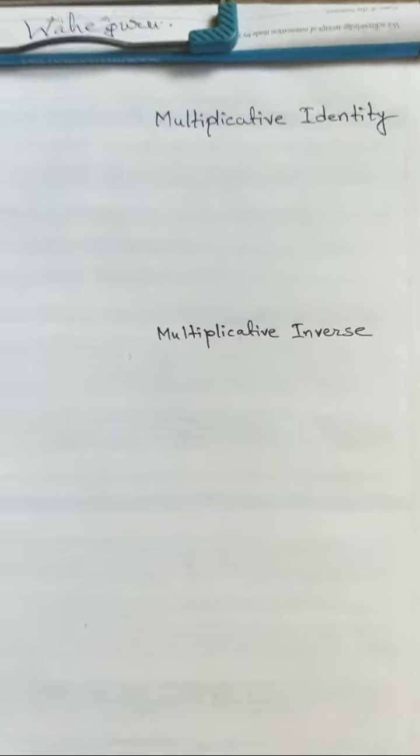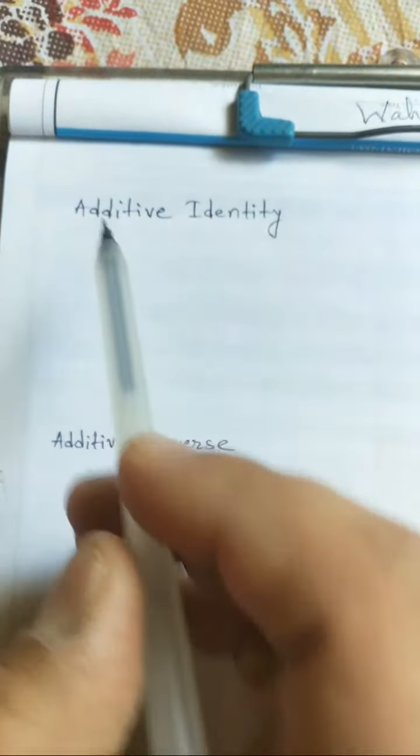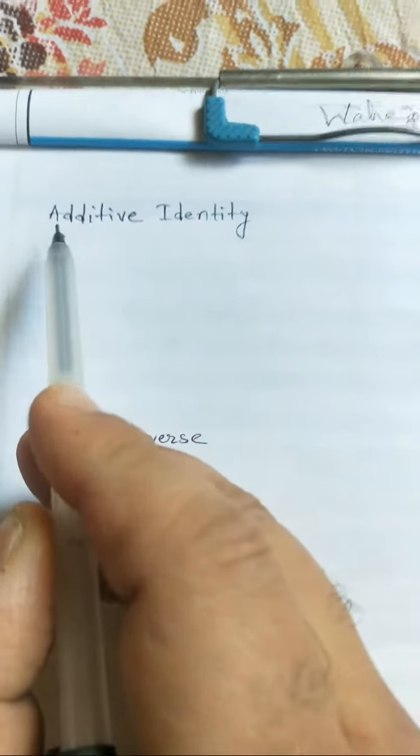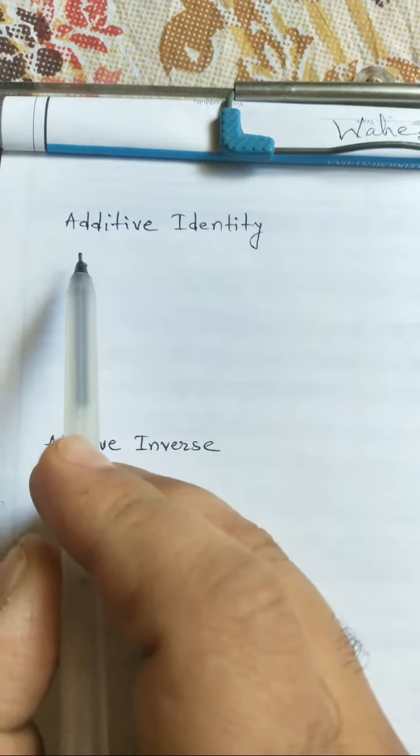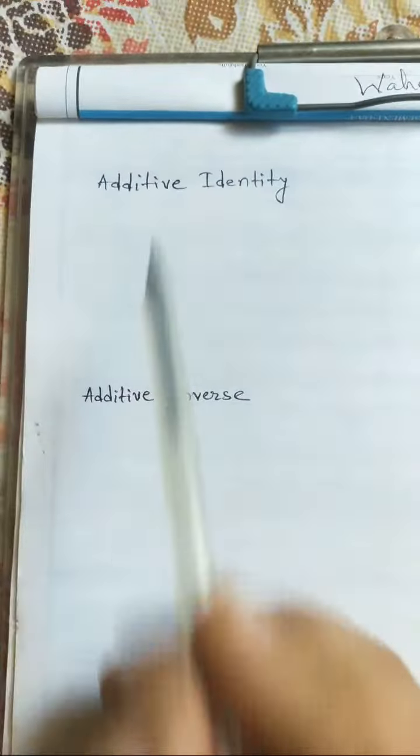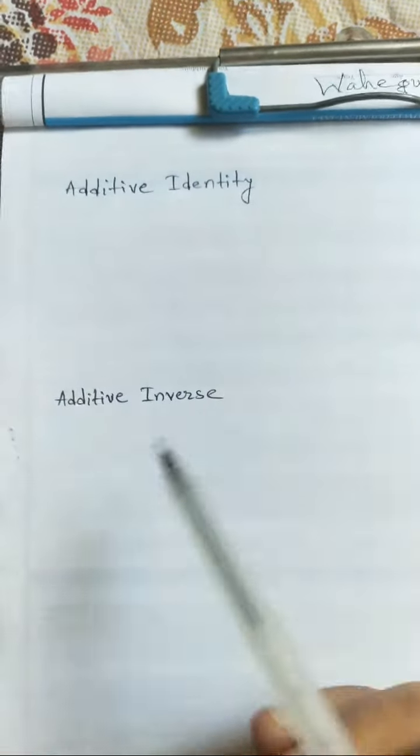And also multiplicative identity and multiplicative inverse. Now, friends, in simple language, what is additive identity? For that we have to understand the word additive. Additive means it is used for addition. Therefore, these two belong to operations of addition. And multiplicative identity and multiplicative inverse have something to do with multiplication.